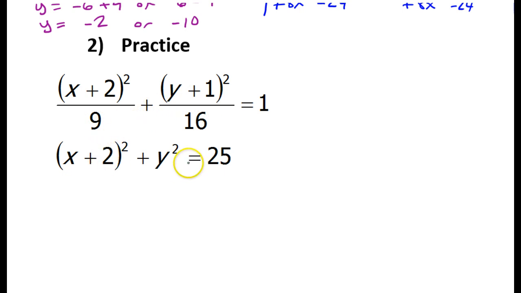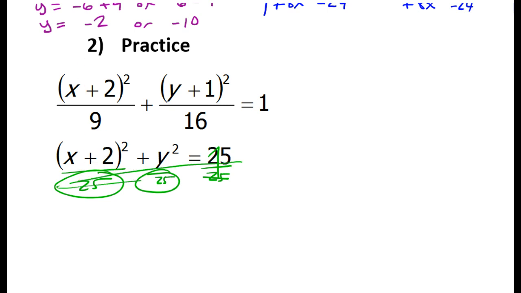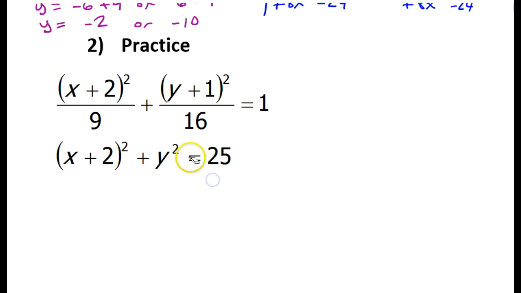The bottom equation is a circle. There's no denominator showing, but if I were to divide this by 25, say, to put it in the same form as the top one, the denominators would be 25 and 25. So when those numbers are the same, it's a circle. If the numbers are different, it's an ellipse. So we have a circle and an ellipse.